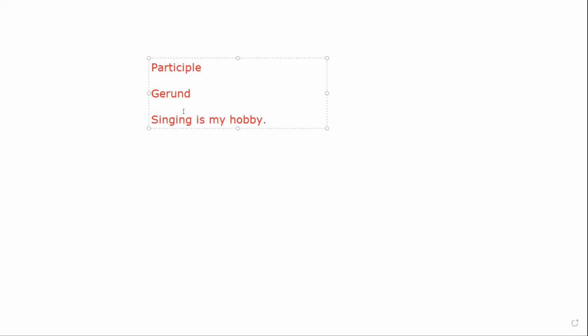Here, if I ask you, what is the verb? Maybe some will say singing, but singing is not the verb. The verb is, is. So, is what type of verb? Is be verb. And we have added ing with the verb sing. Sing plus ing, singing. Here, when we are adding ing with the verb, it is becoming participle.